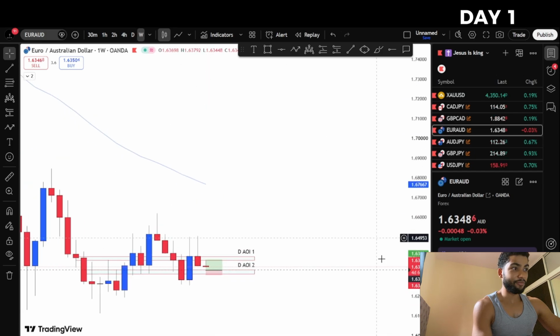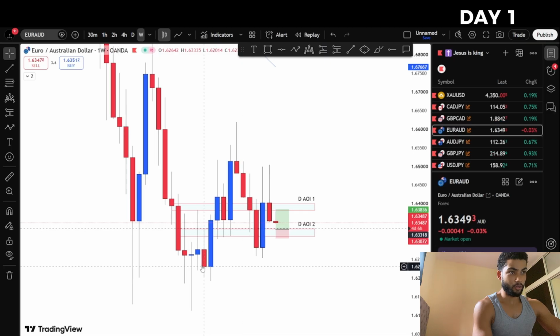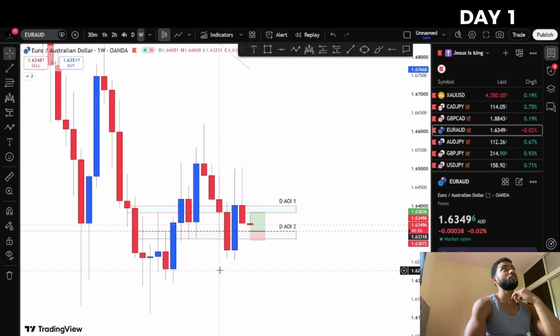On the weekly time frame, we are bullish, guys. This was the lower low, this was the lower high. Price body candlestick close. When it comes to market structure, I don't take into consideration the actual wicks.